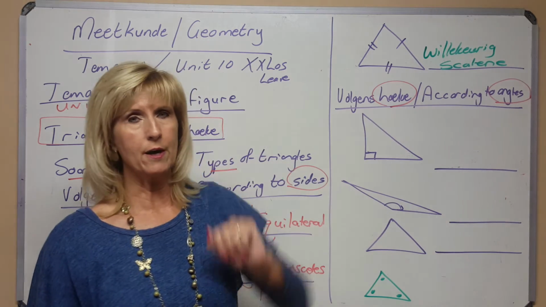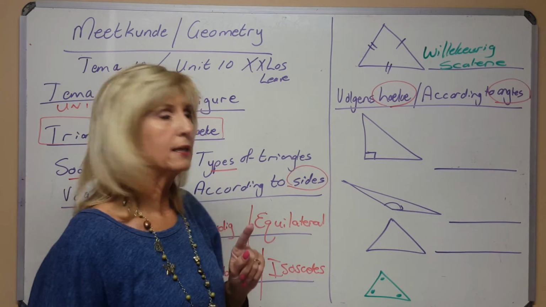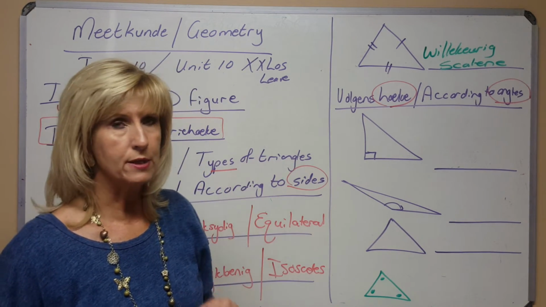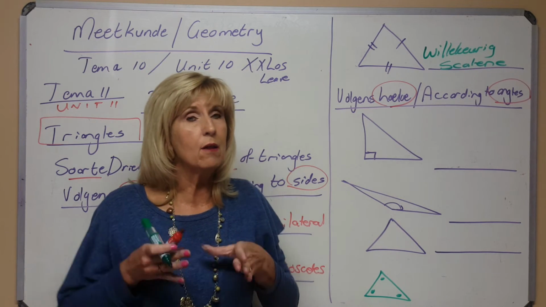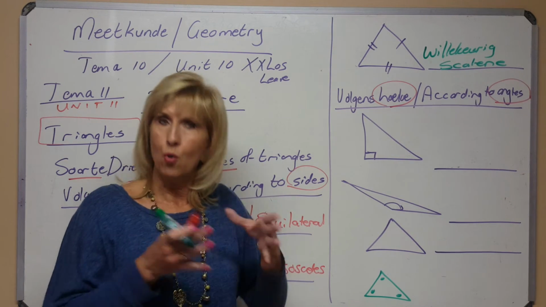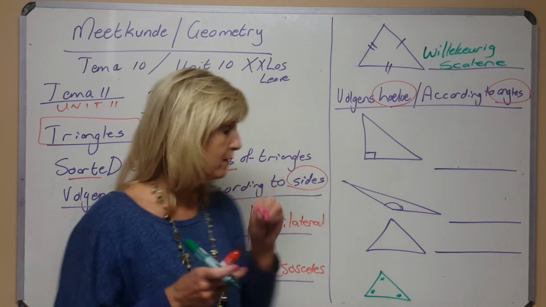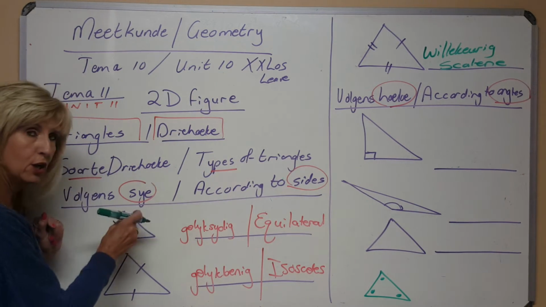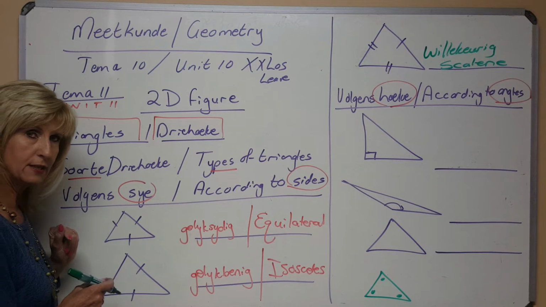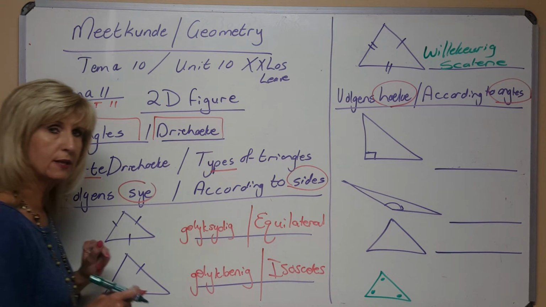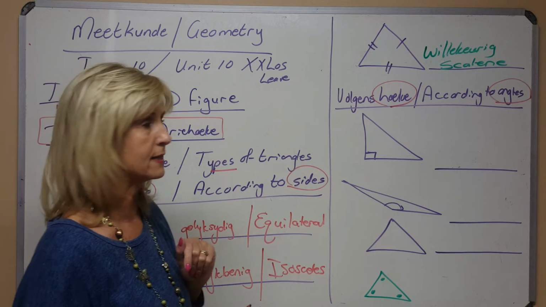Nou volgens die hoeke. Nou een belangrike ding wat jy seker van die laerskool af onthou is, die binnehoeke van 'n driehoek tel almal saam op na 180. Something that you will remember from primary school is that if you add all of the interior angles together, you will always get 180 degrees. Jy sal altyd binnehoeke van 'n driehoek saam 180 kry. Ek gaan dit vir jou volgende keer laat neerskryf.